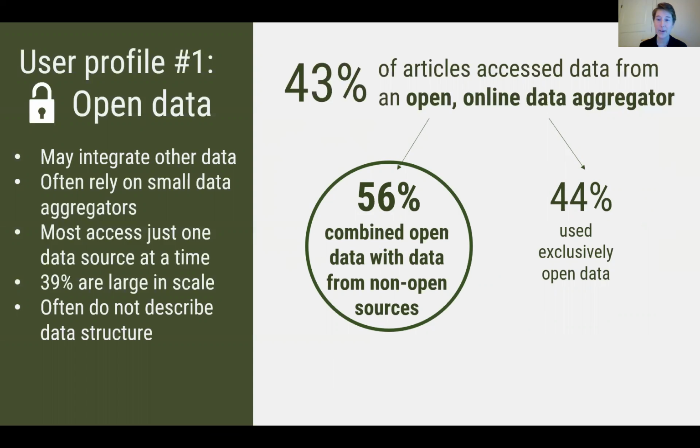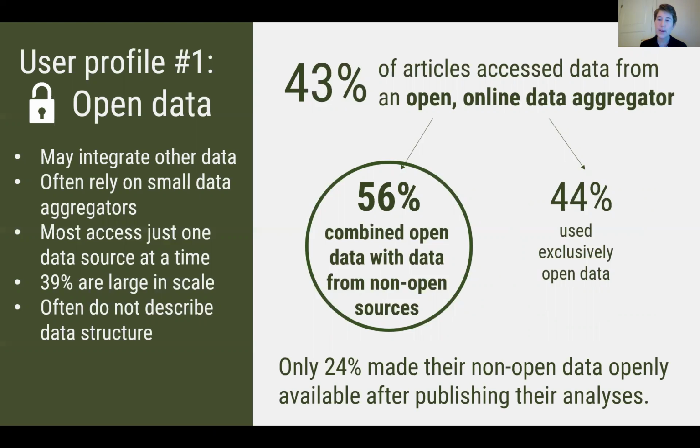Turning then briefly to the other subset of open data users, those that have integrated open data with data from other sources. We hypothesized that authors who have demonstrated familiarity with open data by using it would be more likely to then share their own data that they accessed from other sources. But this wasn't really the case. Only 24% of articles in which open data were integrated with other data made all of their data available after publishing, which is right around the overall average.